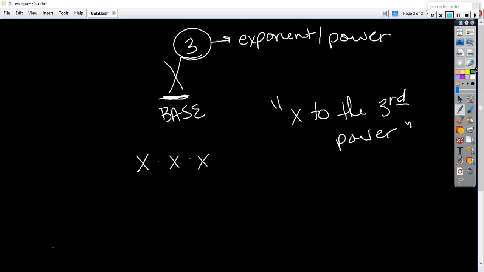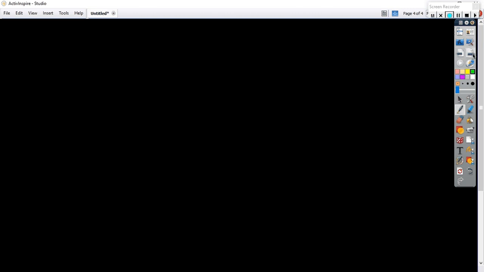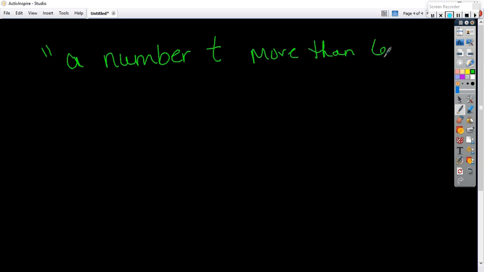How about this? Let me give you the words and see if you can write the expression. A number t more than 6. How would you write that as an algebraic expression?